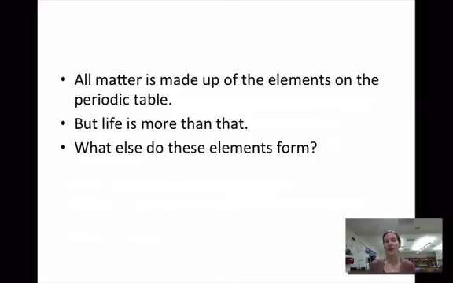Now when we think about matter, all matter is made up of the elements from the periodic table. But if you look at the periodic table, there's only 116, 120 elements. We keep making new elements, and I'll talk about that later. But in all honesty, we're limited by the ability of these atoms to stay together. Life is obviously more complicated than just those 120 elements. That's not all there is. So what else can these elements do beyond simply being single elements? What other classifications of matter are there other than just elements?